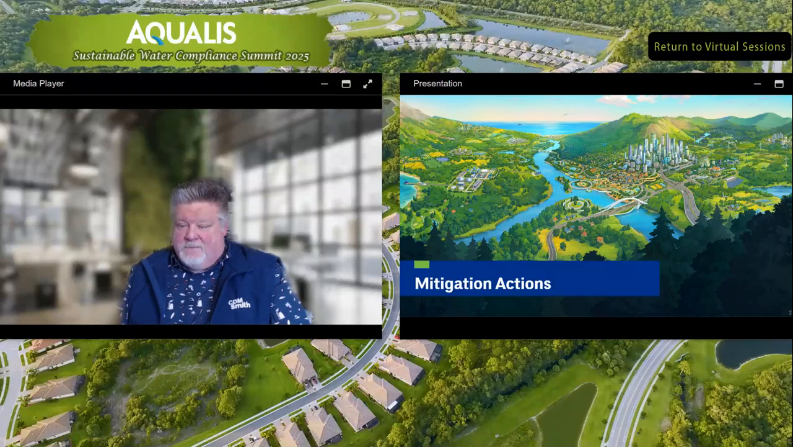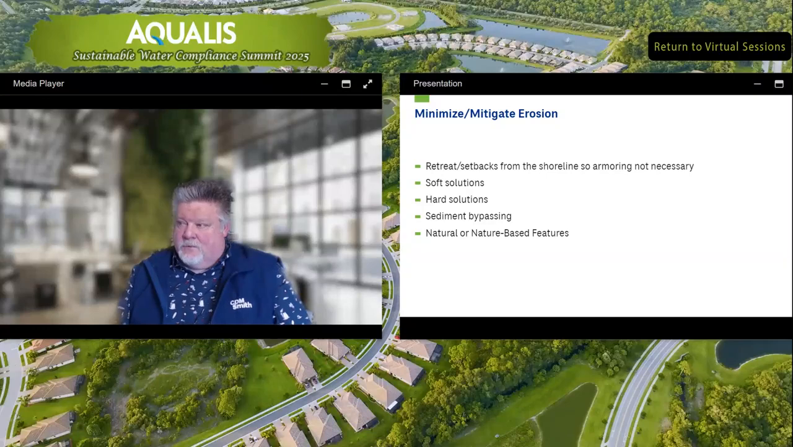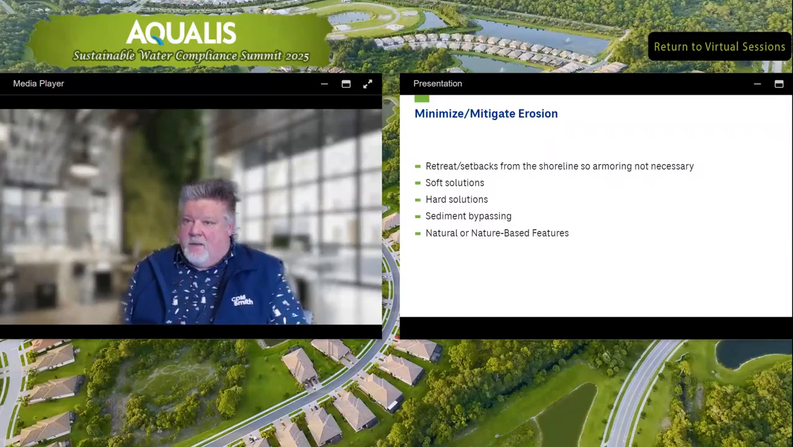And then, what are the mitigation actions we can look at for addressing coastal erosion? The common ones, of course, are the ones to think about. The first are retreat and setbacks. But there are soft and hard solutions. There's unique observational information from sediment bypassing. And then I'm going to end with natural or nature-based features, which really are soft solutions, but talk more about where we are headed as a group.